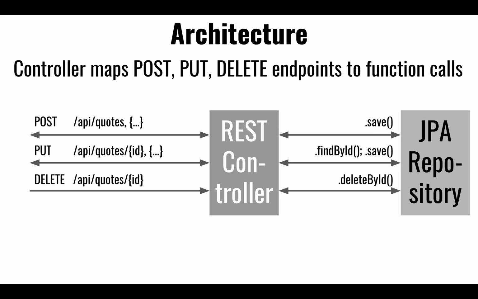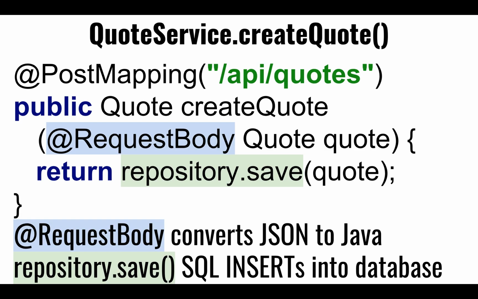Whereas delete has no body, but it does have the ID of a record that already exists, and the controller just uses the out-of-the-box delete by ID function that is provided by the JPA repository to remove that record that has that specific ID. Make sense? So that's what we're building. So it might look something like this in your controller.